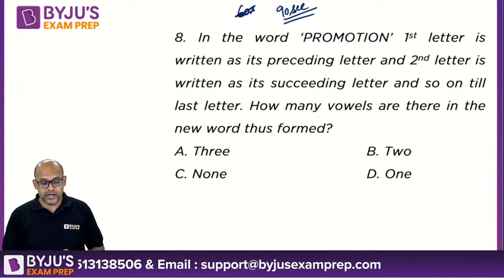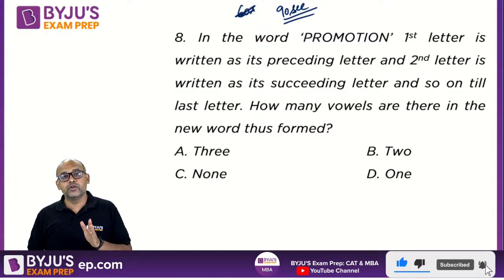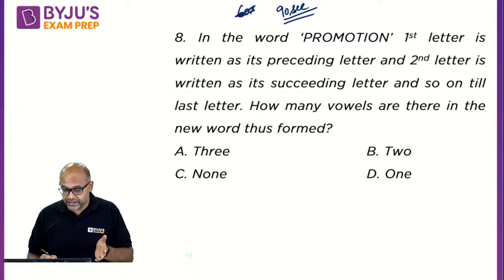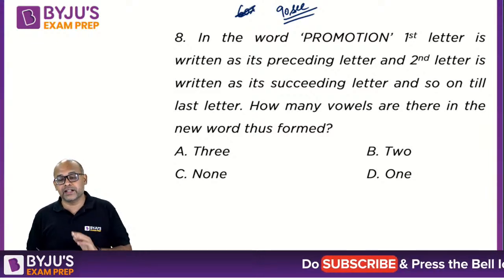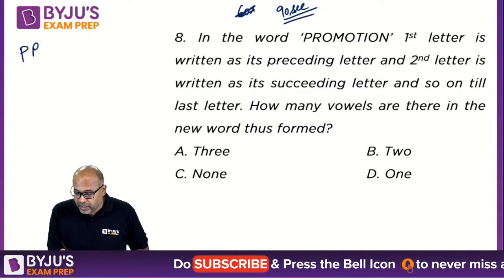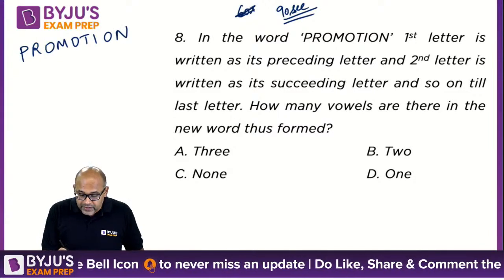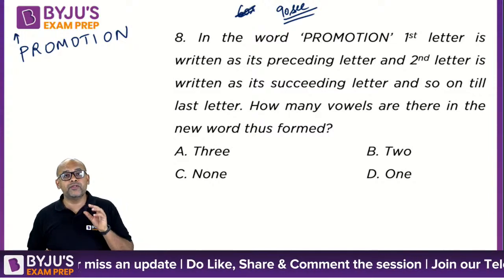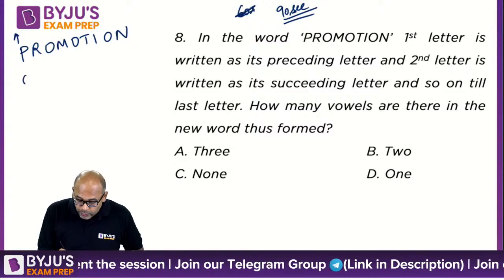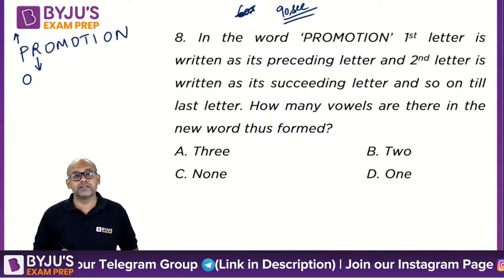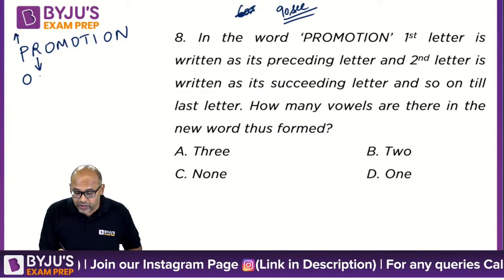Okay, so that's your 90 seconds. So what are they saying? They are saying that the first letter should be replaced with its preceding letter, and the second letter should be replaced by the succeeding letter. So if you're looking at PROMOTION, the first letter, that is odd places, should be filled with the letter coming before P. So what comes before P? O. Whereas even places, the letter should be replaced with what comes after. So after R comes your S.